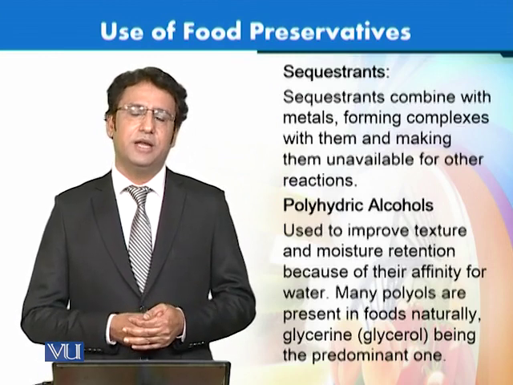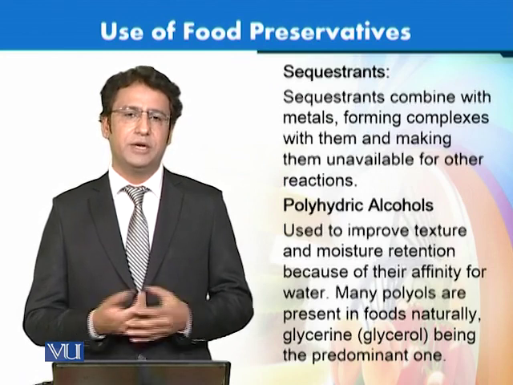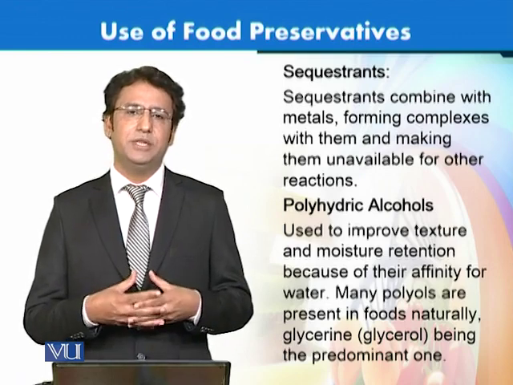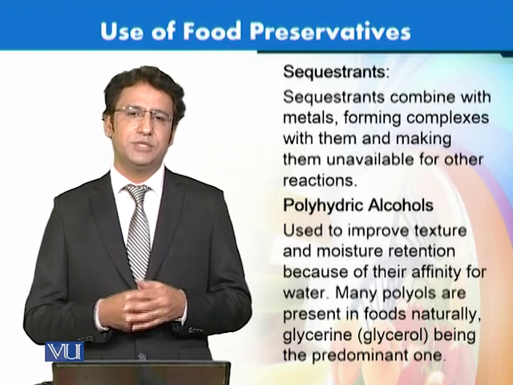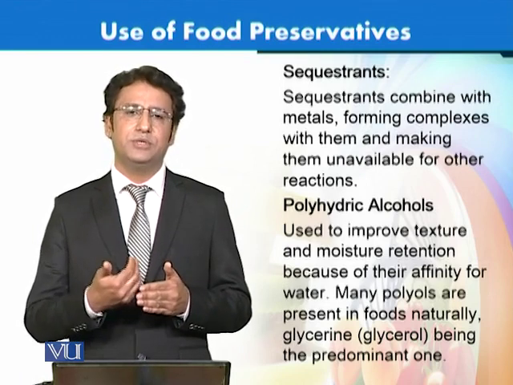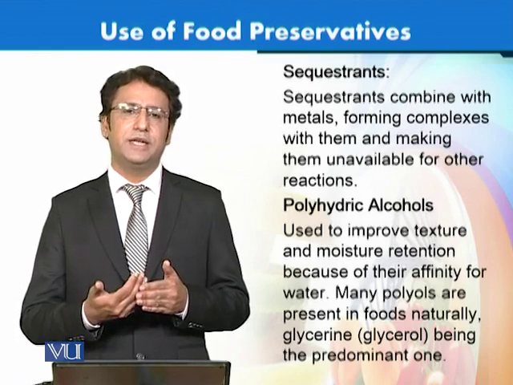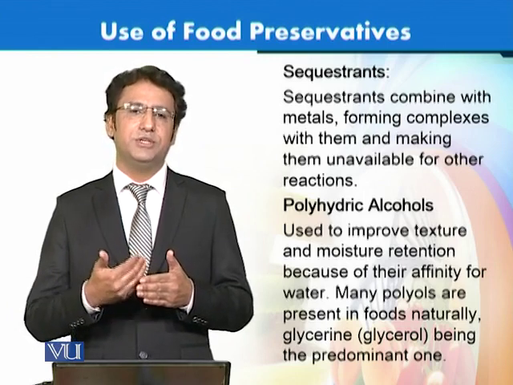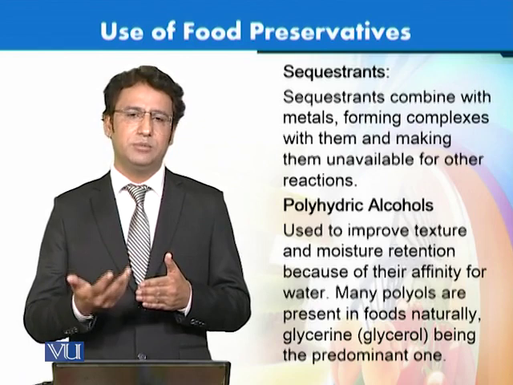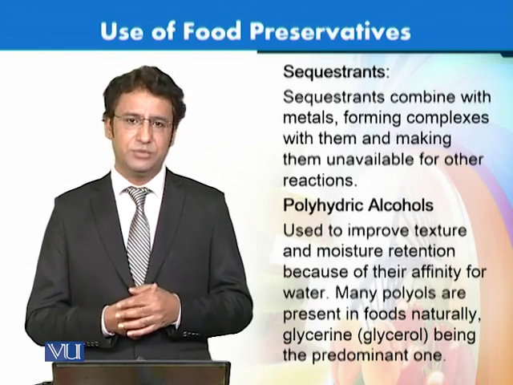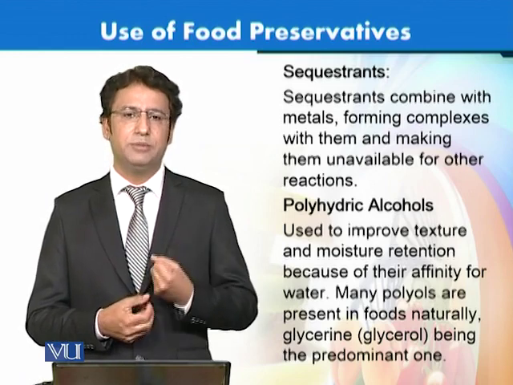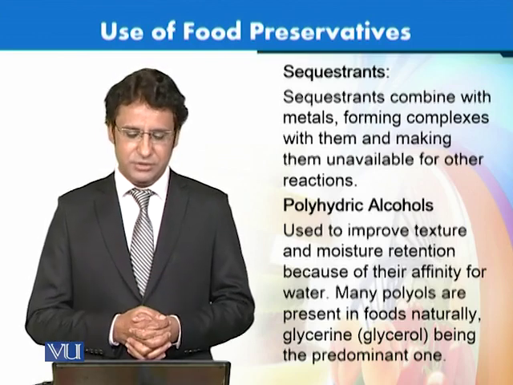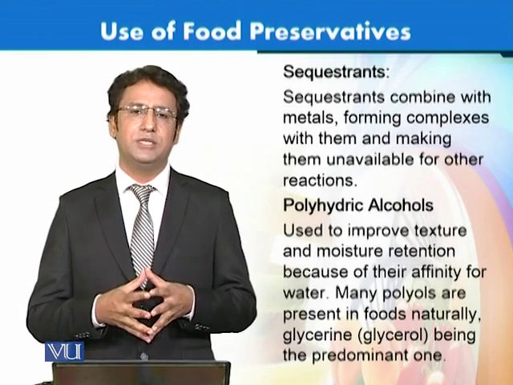There's another class of food preservatives or compounds that are added to food. They are called sequestrants. These sequestrants would be binding up the metals present within the food, because these metals can lead to certain undesirable changes or reactions within food. For example, in cooking oil or vegetable oil, these metals would be helping oxidation of the food, producing undesirable oxidized flavors or end products. So if you add sequestrants, they would bind up these metals, and food preservation can be achieved by adding these sequestrants.